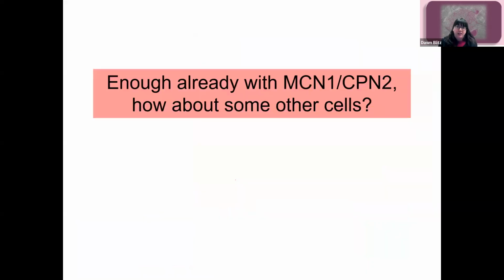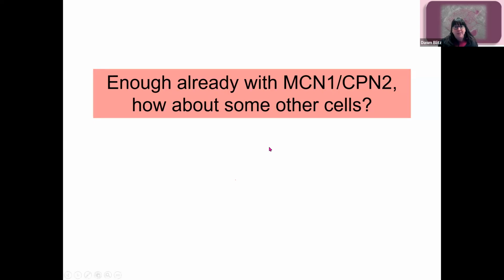Okay, so some of you may be saying, "All right, that's enough with MCN1 and CPN2. How about some other cells?" So I'm just going to really briefly talk about a few other cells. I'm going to keep it really brief because this is recent work that my grad students have been presenting at STG meetings. So Savannah and Ryan, I'm sorry, but I'm going to really skim over this stuff.